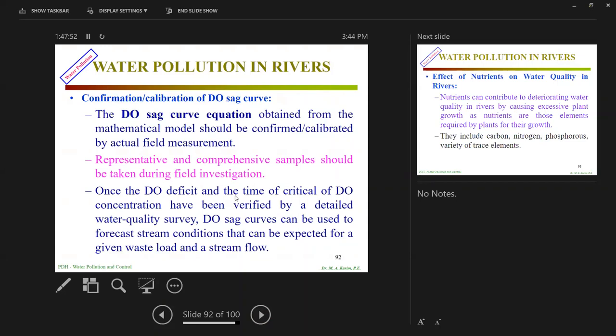Once the DO deficit and the time of critical DO concentration have been verified by a detailed water quality survey, the dissolved oxygen sag curve can be used to forecast stream conditions that can be expected for a given waste load and the stream flow.